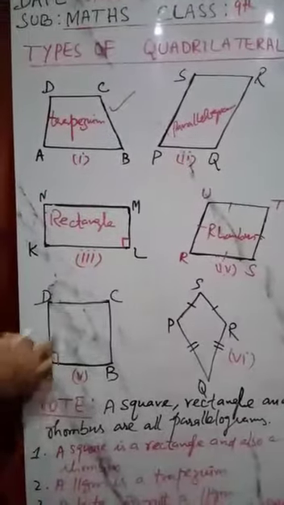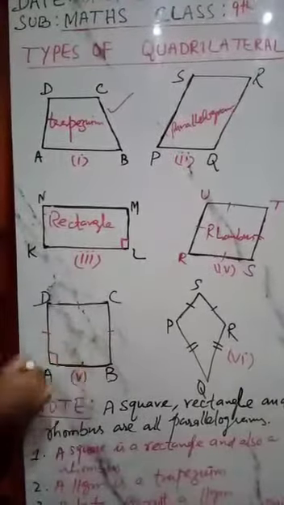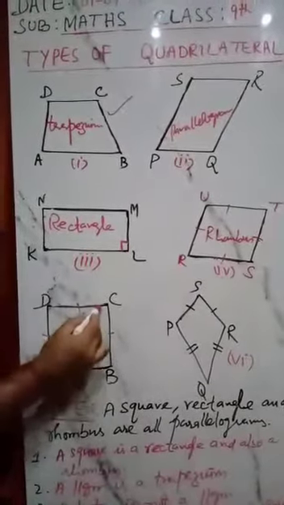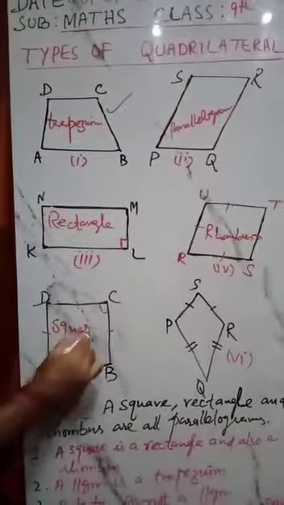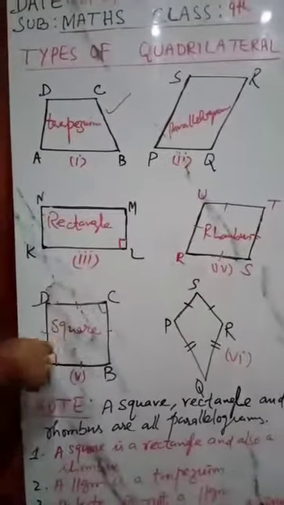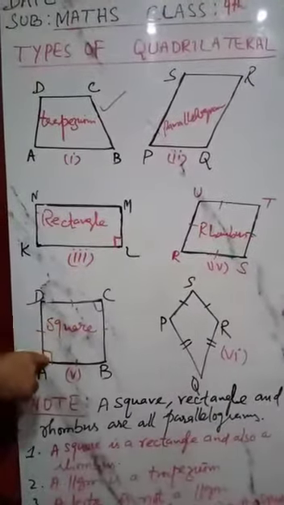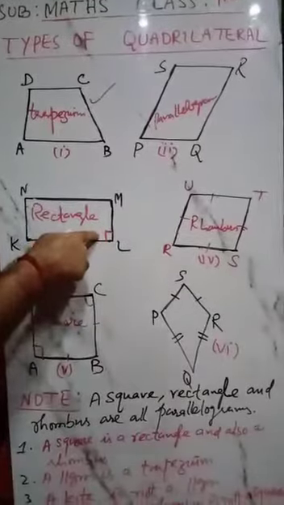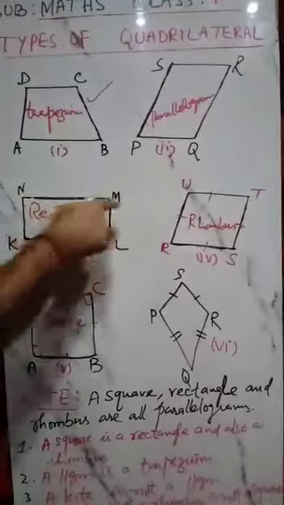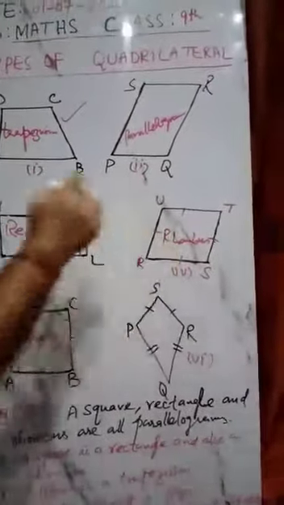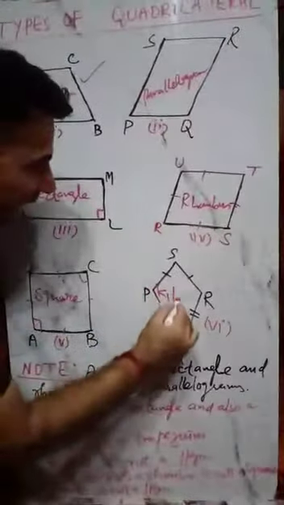Next, let us move to the fifth. Here all sides are equal and one of the angles is 90 degrees. So this is a square. What type of parallelogram is this? It's a square. That means all sides are equal and one of the angles is 90. Here only one of the angles is 90, but all sides are not equal, so this is a rectangle. Here only all sides are equal, so this is a rhombus. So the last, figure 6, is a kite.